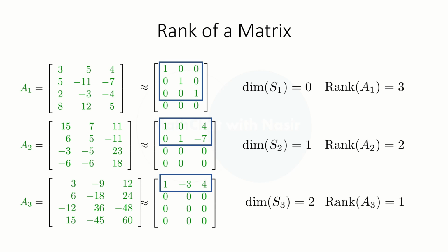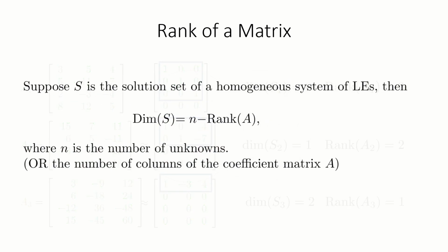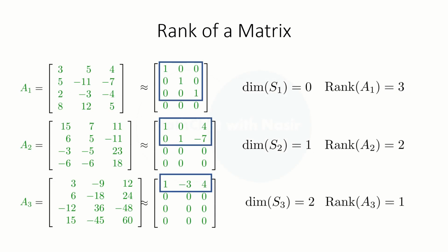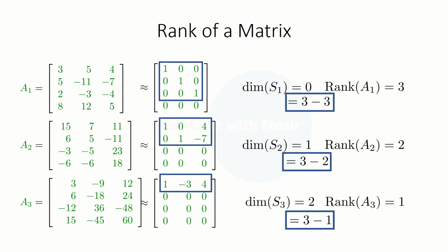Let us see how we can determine the dimension of the solution. The dimension of the solution of a homogeneous system of linear equations is equal to the number of variables n minus the rank of the coefficient matrix. The dimension of the solution set S1 is 3 minus the rank of A1. The dimension of the solution set S2 is 3 minus the rank of A2, and the dimension of S3 is 3 minus the rank of A3.